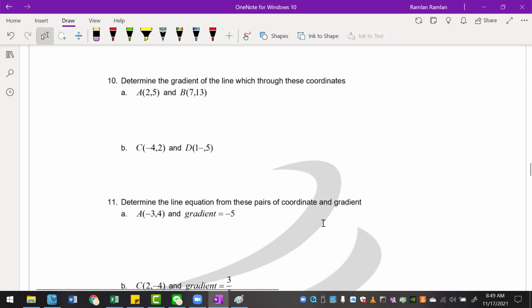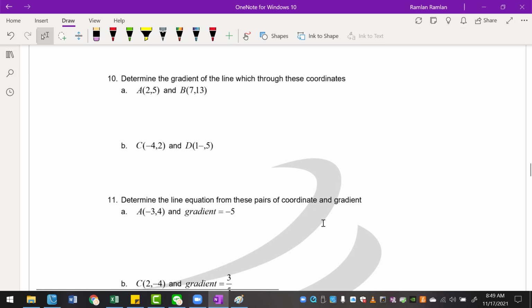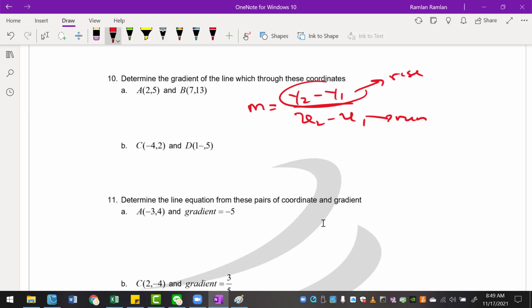Okay, next up, number 10. Determine the gradient of the line which goes through these coordinates. This is actually the same thing we did before. When you have only the points, you can use the formula m equals y2 minus y1 over x2 minus x1. Basically this is just the rise and the run, right? The rise is the vertical change, the y change, and this is the x change, which is the run. So basically we're doing the same thing.